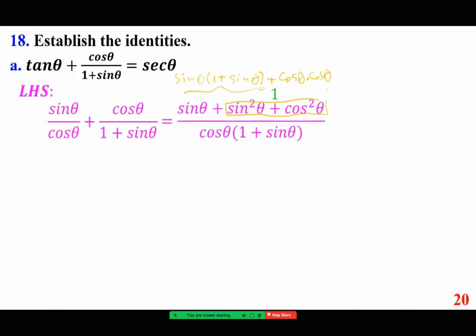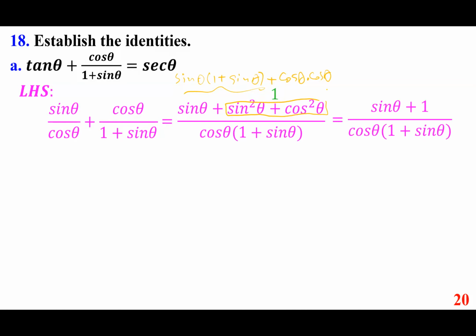So what do we have in the numerator? We have sine theta plus 1. And sine theta plus 1 and 1 plus sine theta are identical, right? These two are identical, everybody. So the answer is 1 over cosine theta or secant theta. And that's the proof.